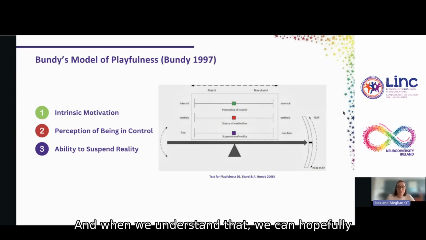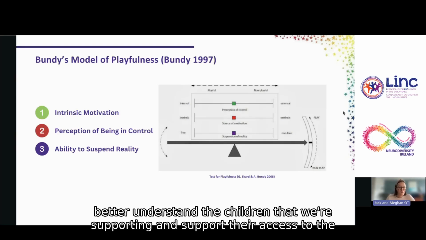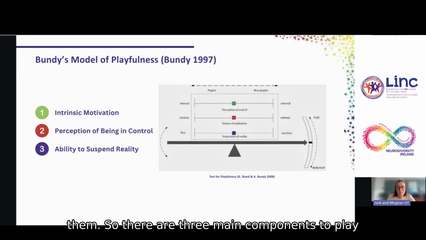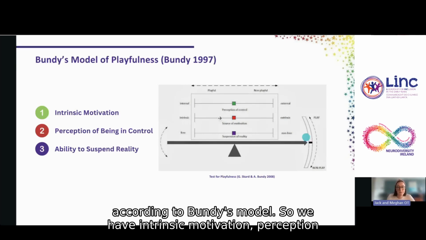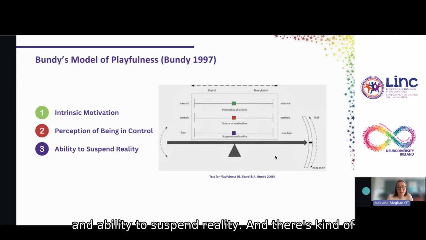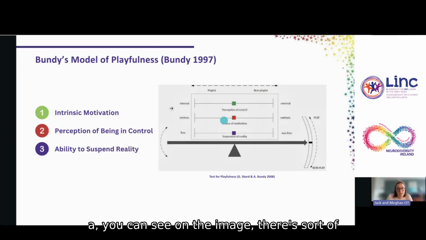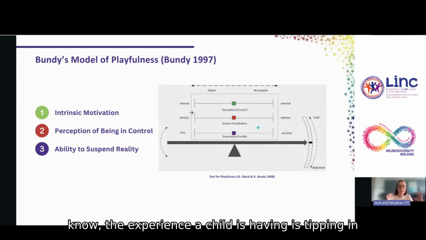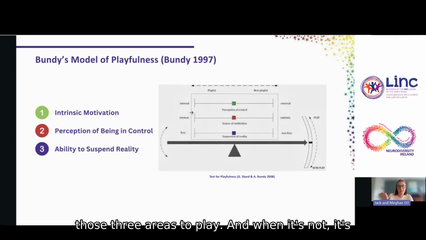And when we understand that, we can hopefully better understand the children that we're supporting, and support their access to the kind of play that is meaningful and joyful to them. So there are three main components to play according to Bundy's model: intrinsic motivation, perception of being in control, and ability to suspend reality. You can see on the image there's a scale that it tips. Hopefully the experience the child is having is tipping in those three areas to play.